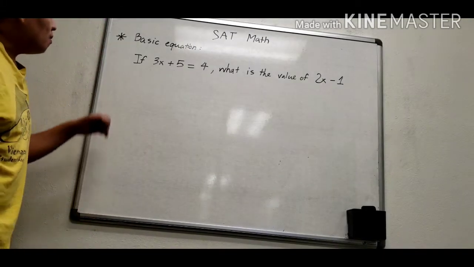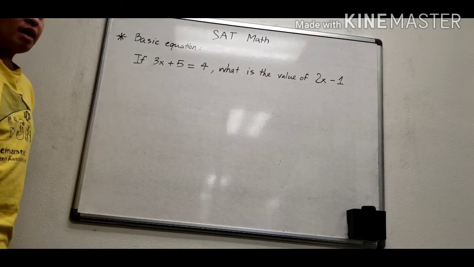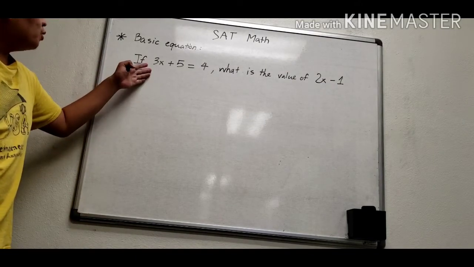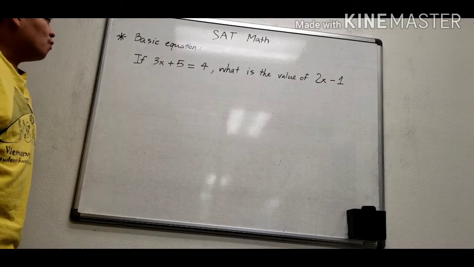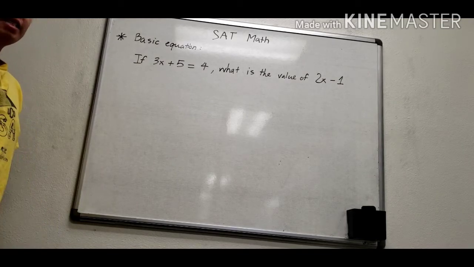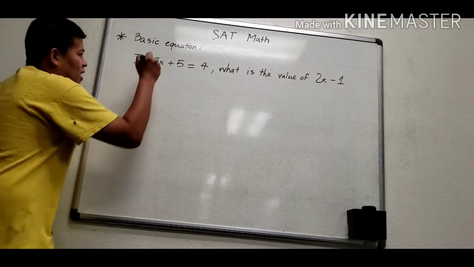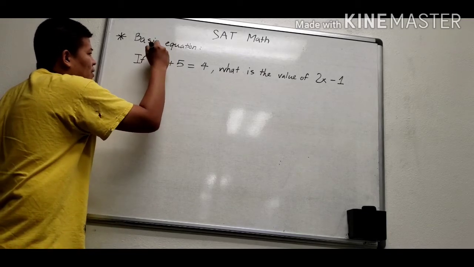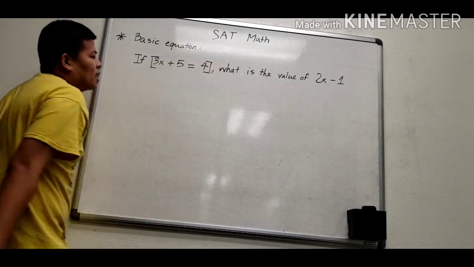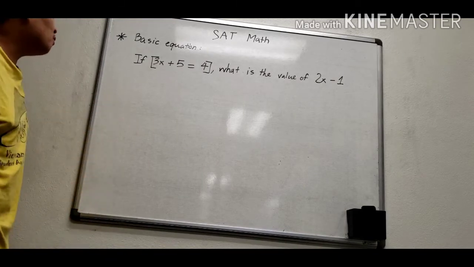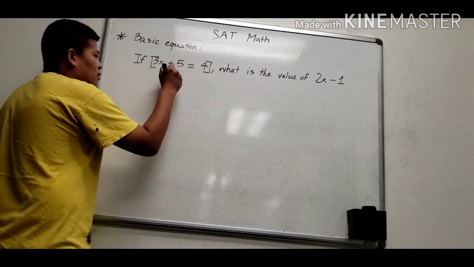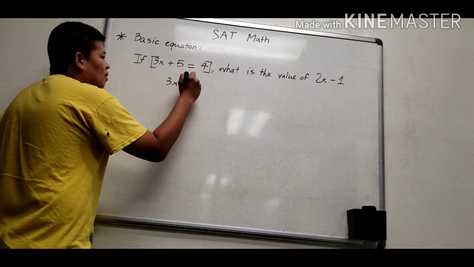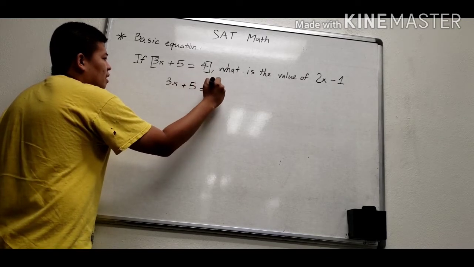So we have the real SAT math. If 3s plus 5 equals 4, what is the value of 2s minus 1? So in here, we will find the value of this basic equation first. So we have 3s plus 5 equal to 4.